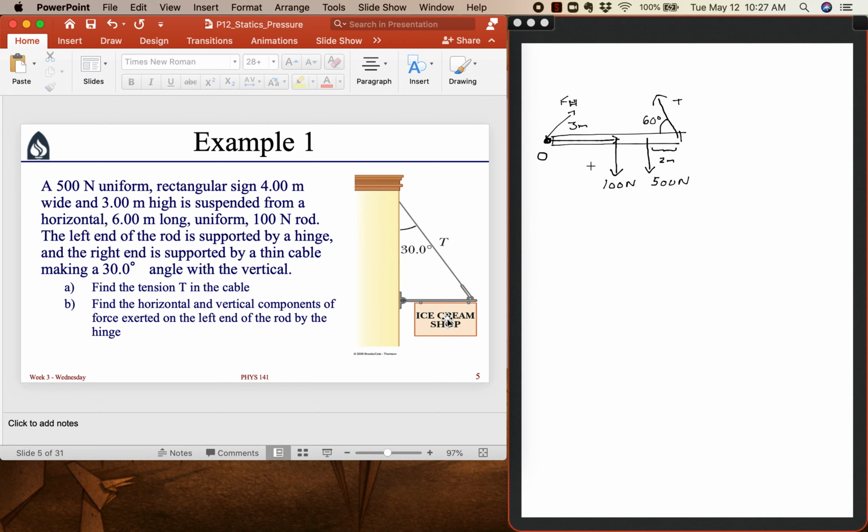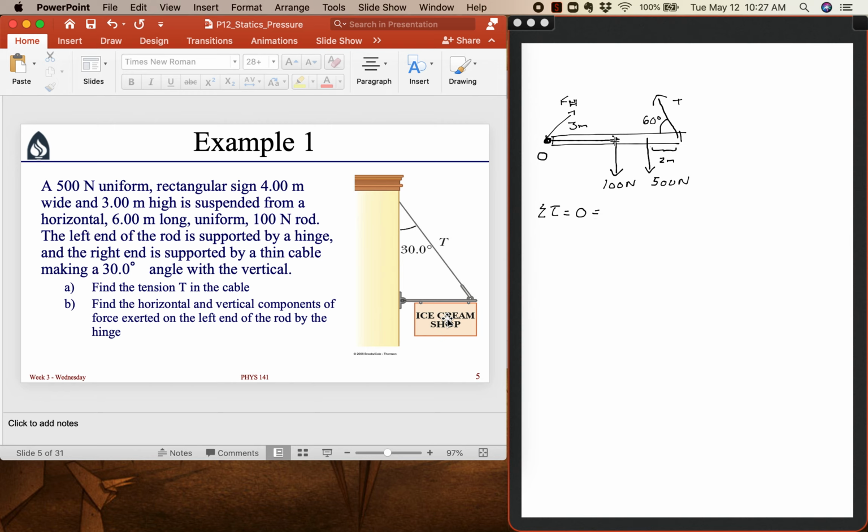All right, so the next thing we'll want to do, in order to find our tension force here, is to sum the torques acting on the rod. And since the rod is stationary, in equilibrium, we know the sum of the torques is going to be equal to 0. So we should write down all of the torques acting on this rod.